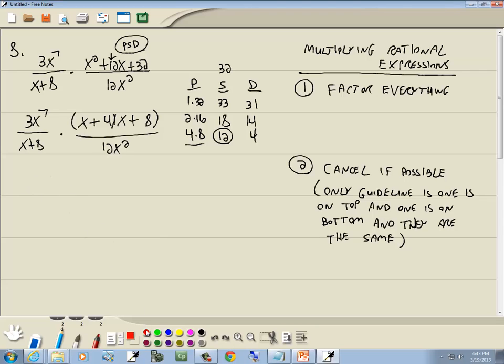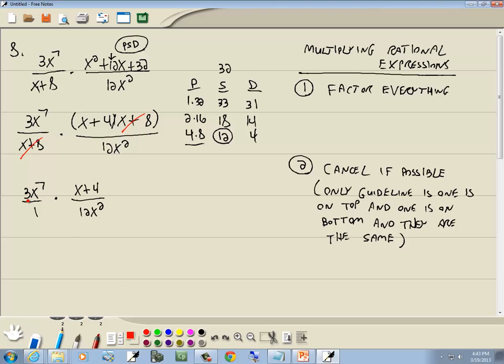Well, as I look at this, I have an x plus 8 here and x plus 8 here. Those are going to cancel. Again, 1's on top, 1's on the bottom. And everything's written as a product. You notice that. We got this times this. You can't do it if you got addition and subtraction. That's why you can't cancel up here. Can't cancel the x squareds because this is plus. So we're left with 3x to the 7th over 1 times x plus 4 over 12x squared.